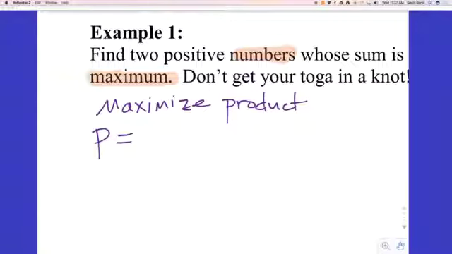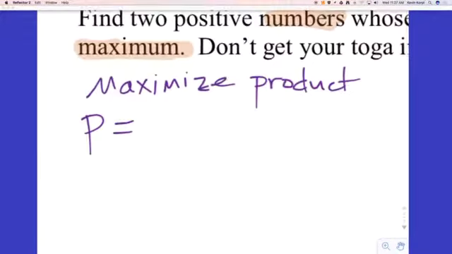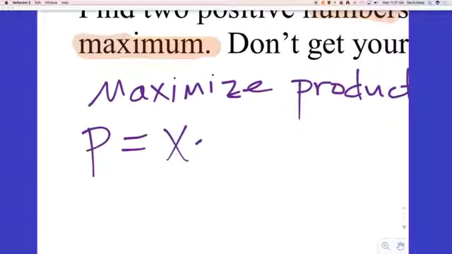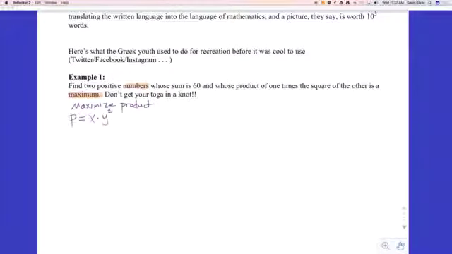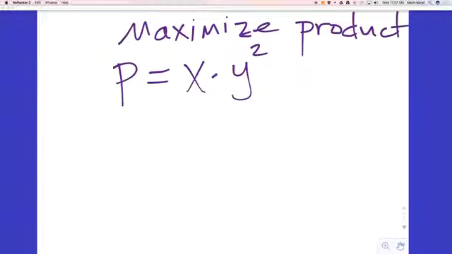So the product of one number times the square of the other. So I got two numbers. What do you want to call the two numbers? A and B, X and Y? Yeah, let's call it X and Y. So the product of one times the square of the other. That's going to be X times Y squared. Or X squared times Y. It doesn't matter. At this point, you're committed to letting Y be the other one that's being squared. Okay? So P equals XY squared. That's it. That's the equation that we're trying to find the absolute max value of.